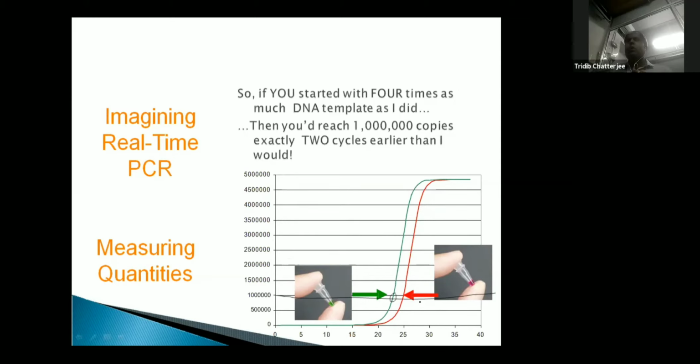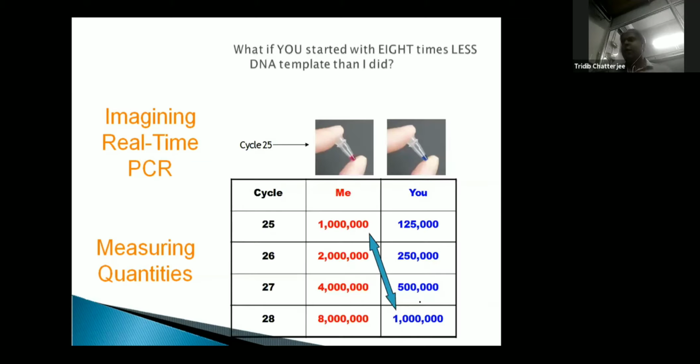So now we can understand that by using this, I am trying to come to a kind of calculation or quantification. See another example. If you have started with 8 times less DNA than what I did, then what would happen? Suppose I have 10 lakh copies at cycle number 25. Then you would be having 8 times less DNA at cycle number 25. That is 1,25,000. So in cycle number 26, you have 2,50,000. In cycle number 27, you have 5 lakhs. In cycle number 28, you have 10 lakhs. So what I have at cycle number 25, you would take 1, 2, 3 cycles more to reach the same level if you started with 8 times less DNA.